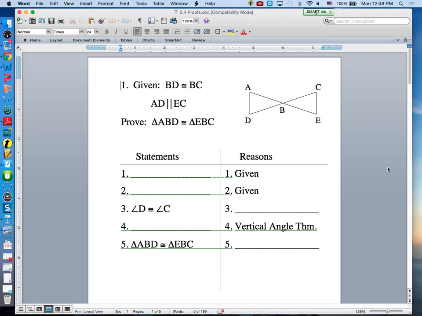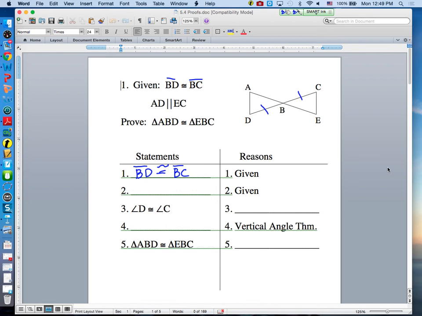Okay, so we've got the proof here. We're going to try and fill in the blanks as far as what is what. Okay, it said that there's given information. So let's put one of the statements that is given. Let's put segment BD is congruent to segment BC. It says that's one thing that was given. And let's mark that on the diagram. Segment BD, segment BC.